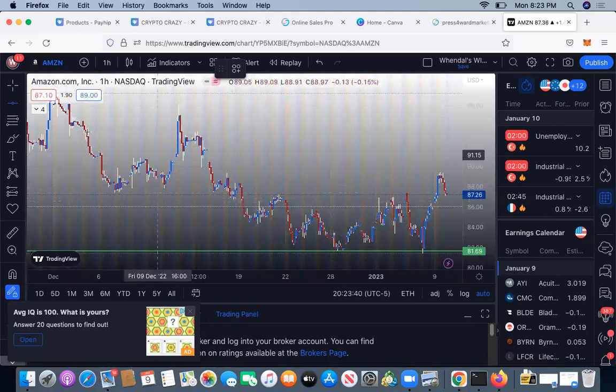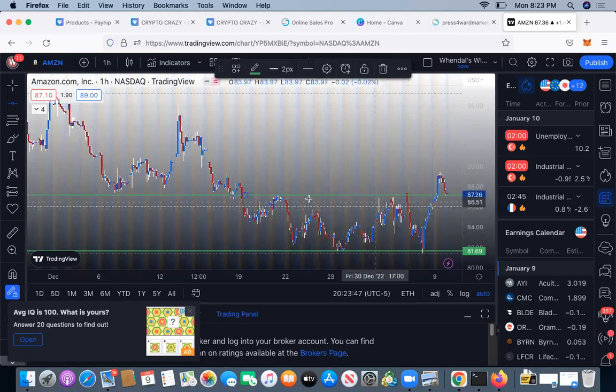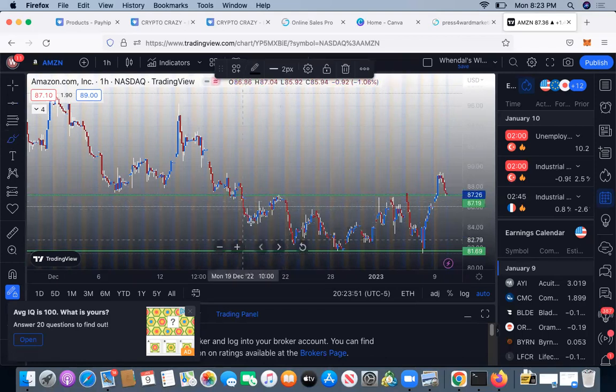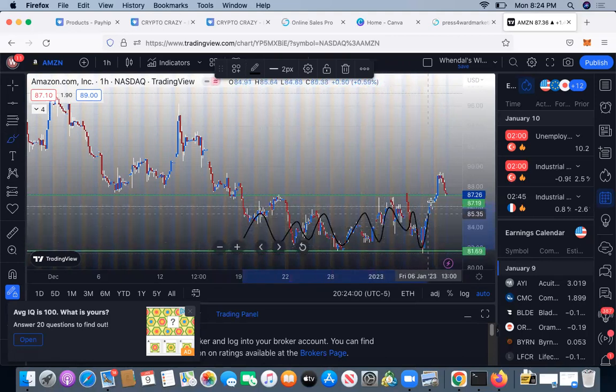If you look at this right here, this was once inside of this box, right? See how this was inside this box? That's considered consolidation to the side. But eventually, what happened? It broke out of the box, right? So this is what we're looking at right here.